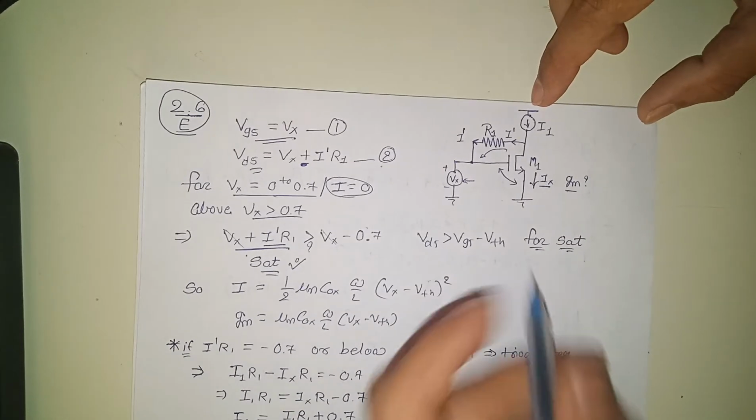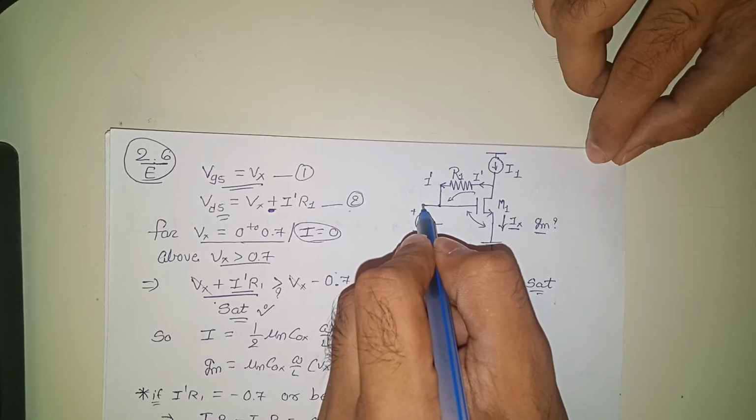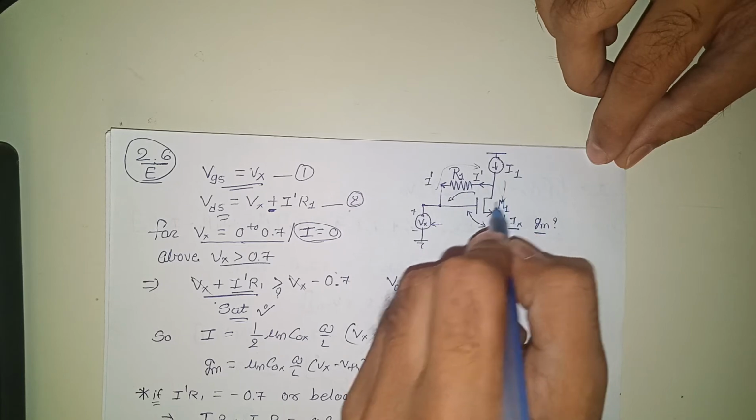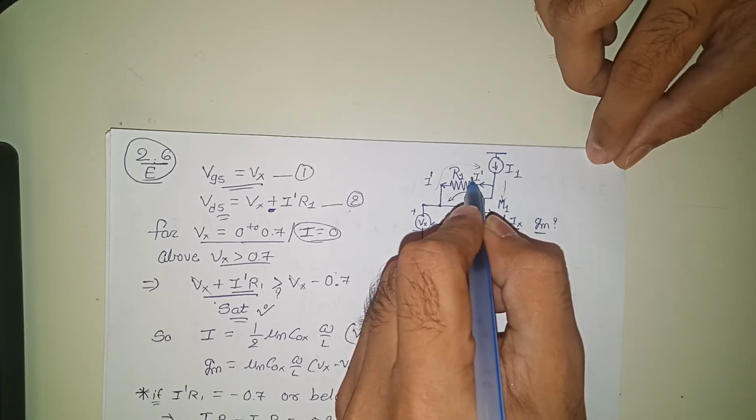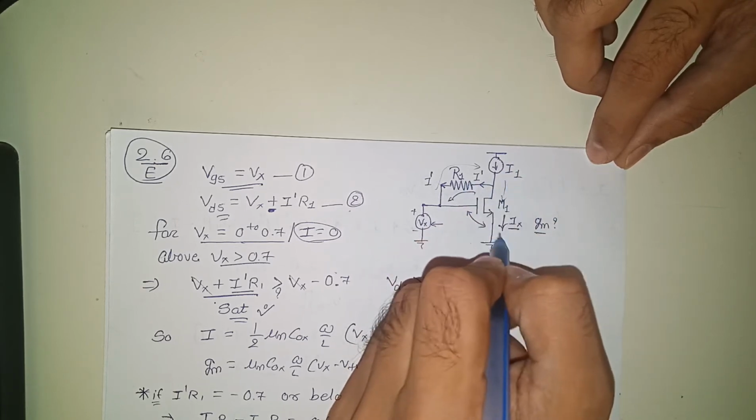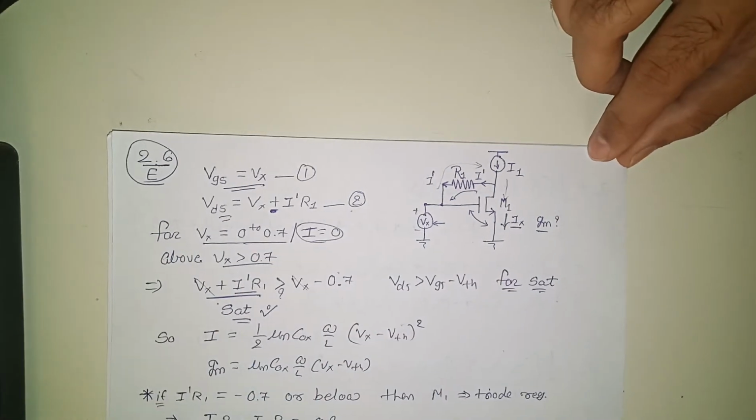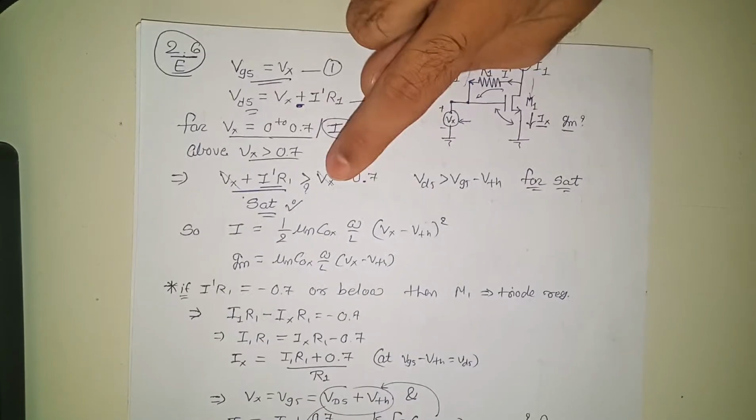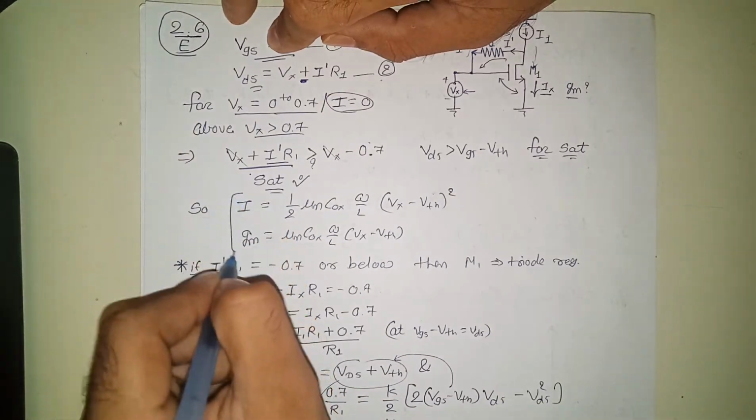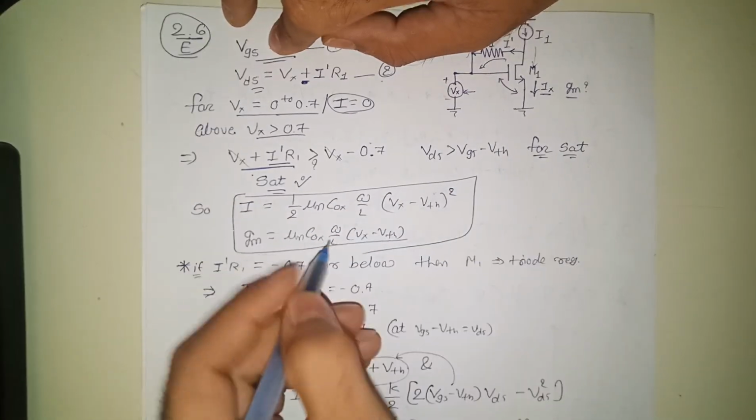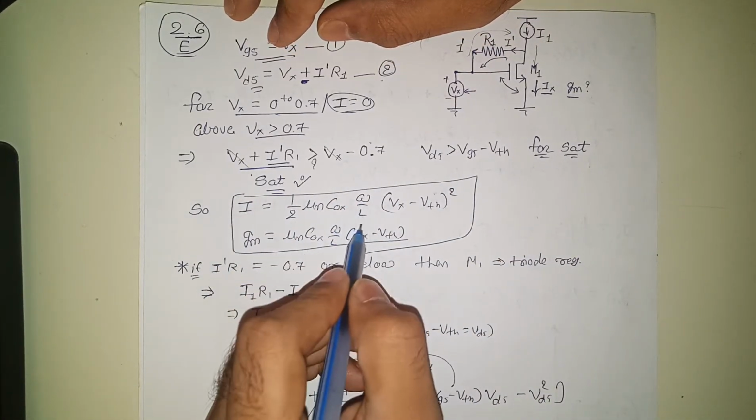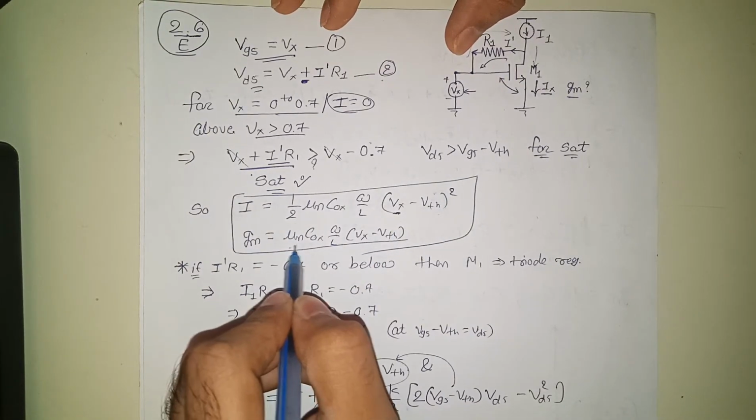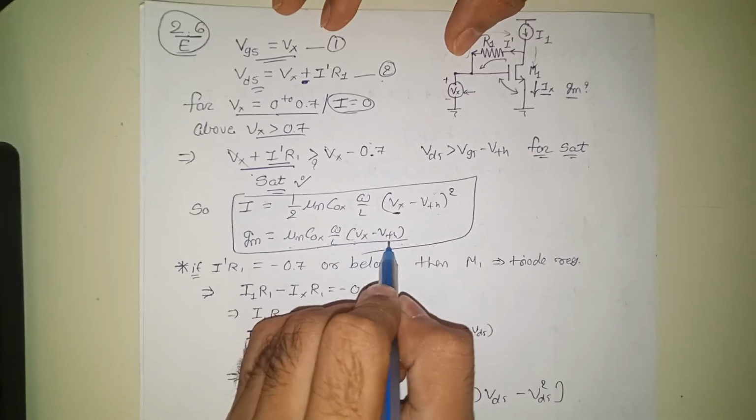After a certain point, what will happen is that Vx will be so high that it can provide current in this direction and I1 can flow through this direction. So I dash plus I1 will be Ix at that particular time when Vx is so high. But as of now, just above 0.7, this device will be in saturation, and these are the equations of I and Gm. That is 1/2 mu n Cox W by L, Vgs minus Vth square, and Gm is mu n Cox W by L, Vgs minus Vth, and Vgs is Vx.